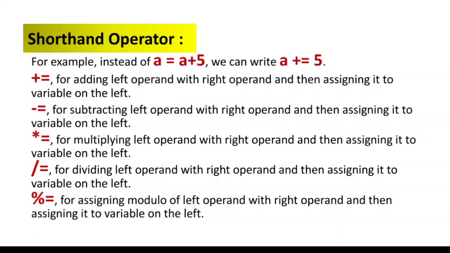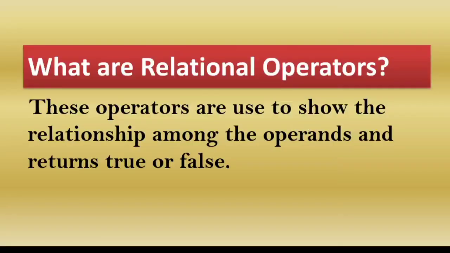Then I come to the shortcut operator. You see one example here: a equal to a plus 5 can be written as a plus equal to 5. So this plus equal to is known as the shortcut operator, or you can say the compound assignment operator. These are the other symbols I have given in red color: plus equal to, minus equal to, multiply equal to, division equal to, modular division equal to. These are known as shortcut operators.